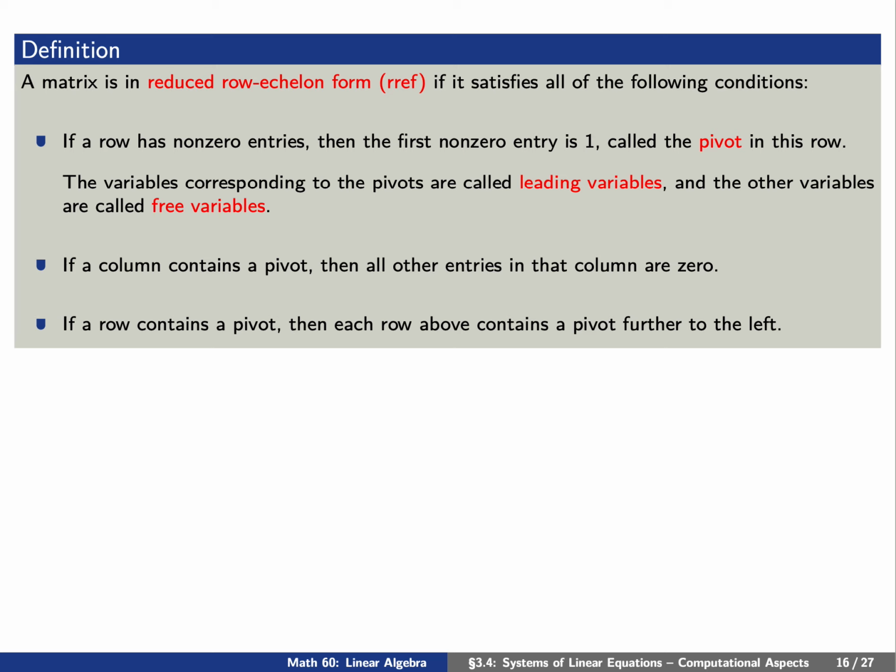Third, let's take a look at the rows that contain pivots. For every row that has a pivot, the row above must have a pivot further to the left. The idea here is that what we're left with morally has to look like a diagonal matrix, or at the very least, an upper triangular matrix. There shouldn't be any non-zero entries that go down below the main diagonal.